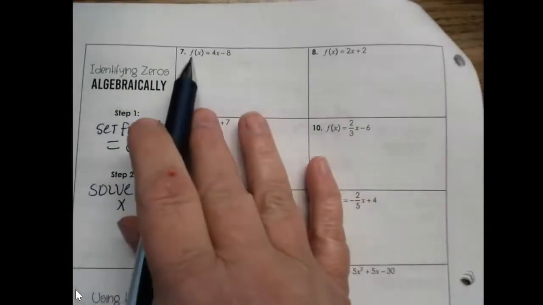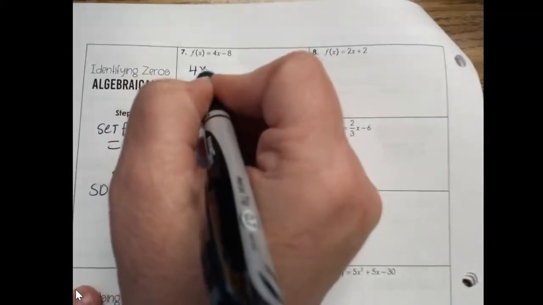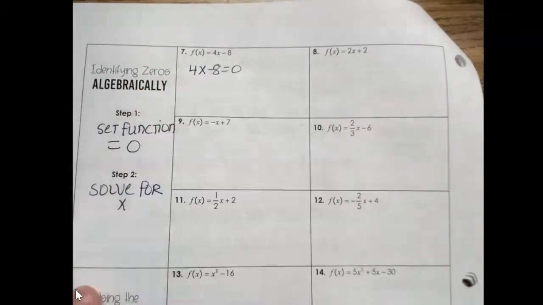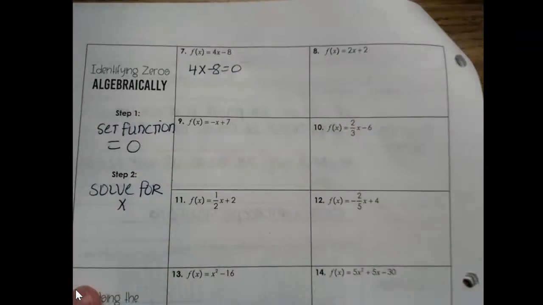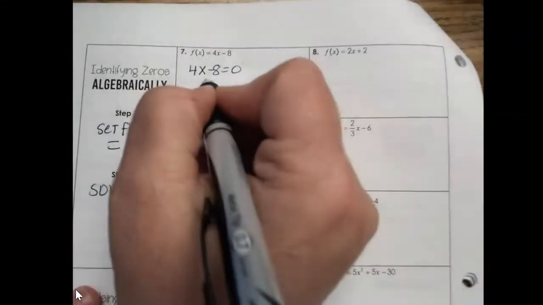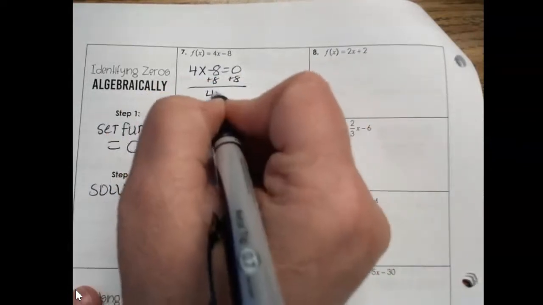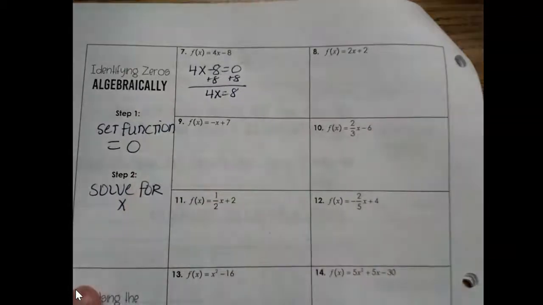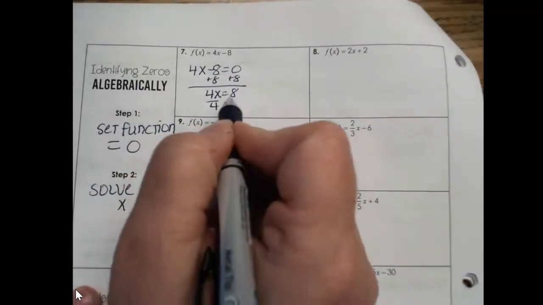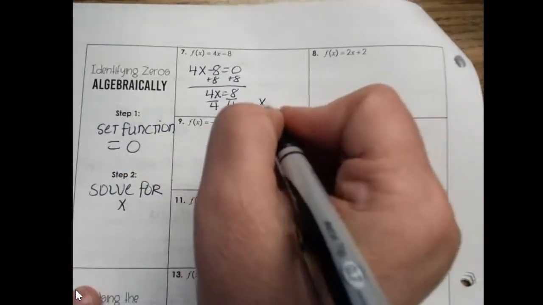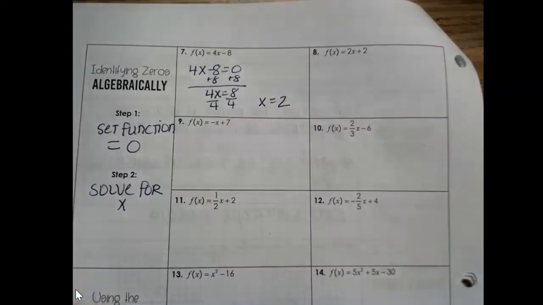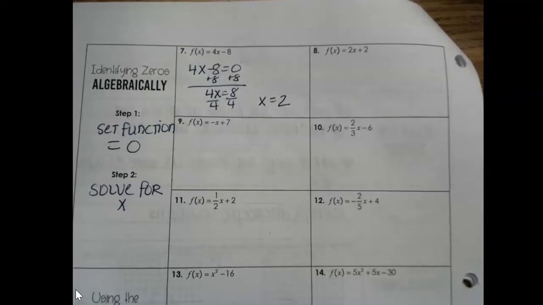We could write 0 equals, you guys usually do better when it's on the other side. It doesn't really matter. That's your symmetric property. So I'm going to say 4x minus 8 equals 0. Then I'm going to solve for x. We'll add 8 to both sides. I have 4x equals 8. Divide both sides by 4, and you get x equals 2. So that graph is going to cross the x-axis at 2.